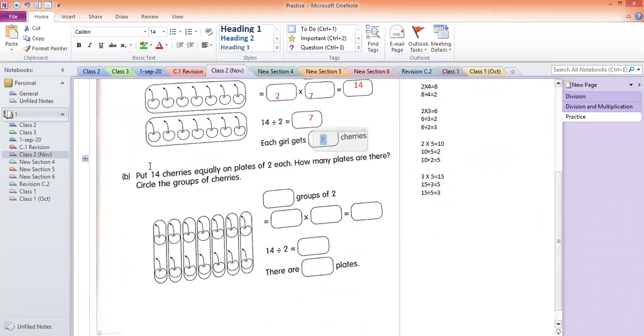Now let's do something different. Again, in the B part, what do we have to do? Put 14 cherries equally on plates of 2 now. Here in one plate we put 7 cherries, but now we have 14 cherries. Again the same number of cherries, but we have to put them on plates of 2. So there are dash groups of 2. Yes, guys, how many groups of 2 are there? One, two, three, 4, 5, 6, 7. How many groups of 2?